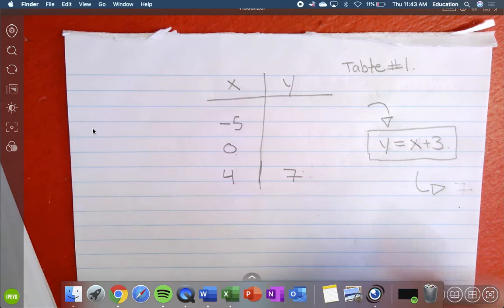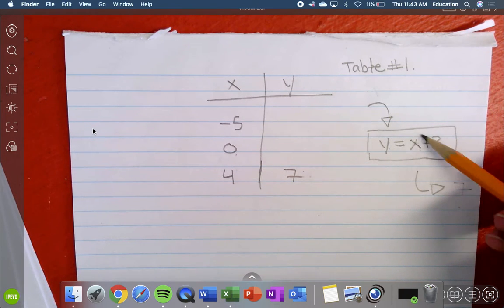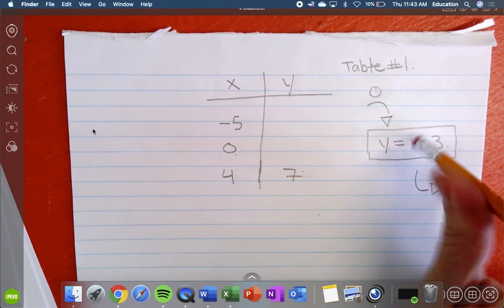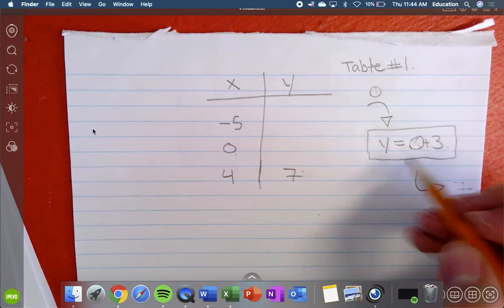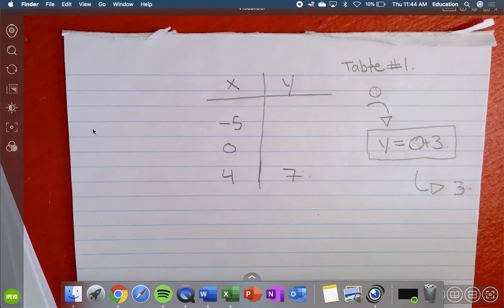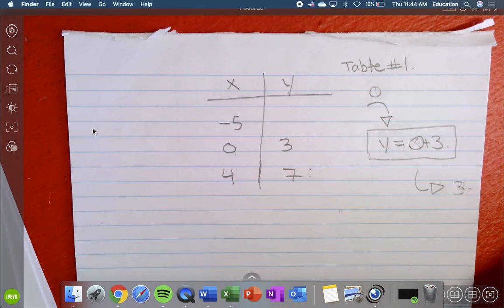So if I put a 0 into my machine, 3 would come up. So this is the 0 now. 0 plus 3 is 3. So I put in a 0. This is where I put in my 0. Y is equal to 0 plus 3, so I get 3. So I put in 0, I get 3 now. Okay? How do we feel about that?